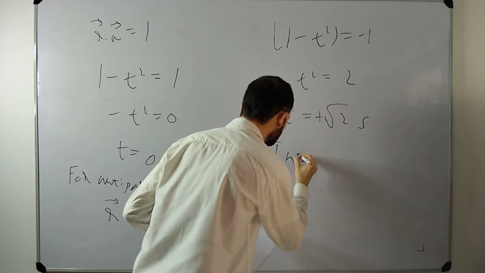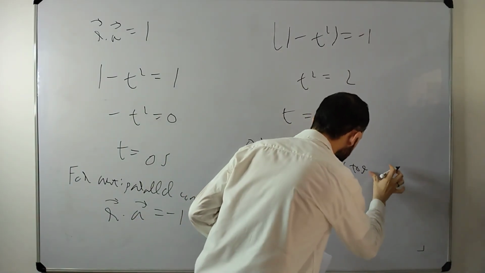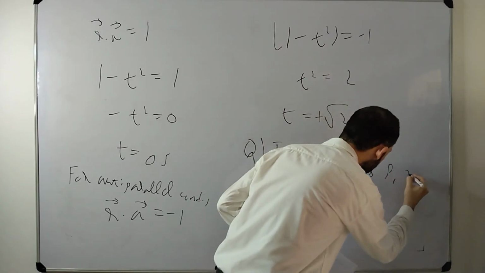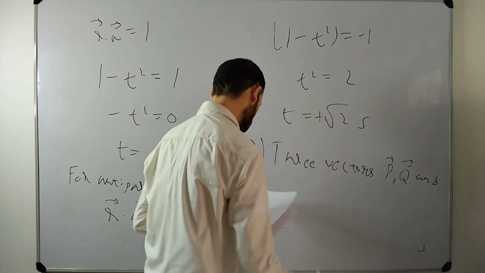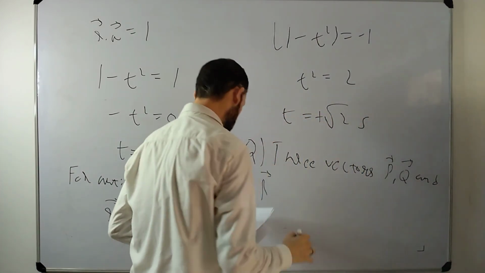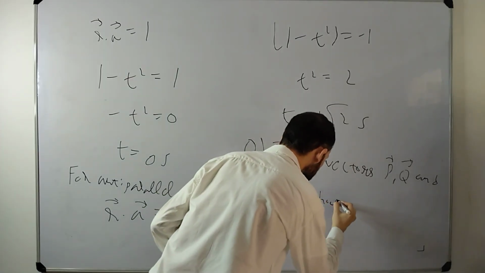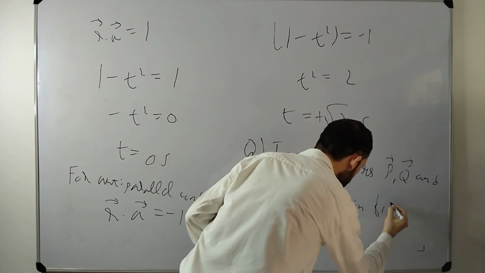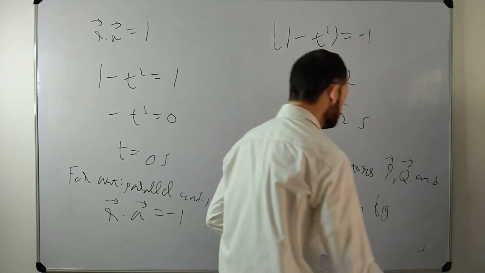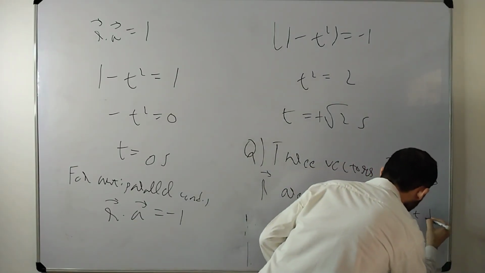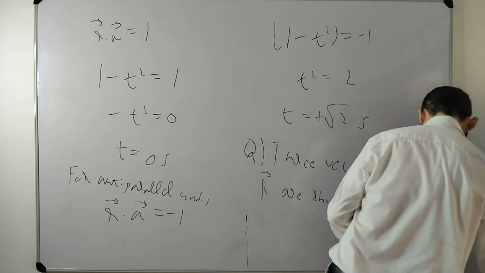Three vectors P, Q and R are shown in the figure. Let S, students, be any point.